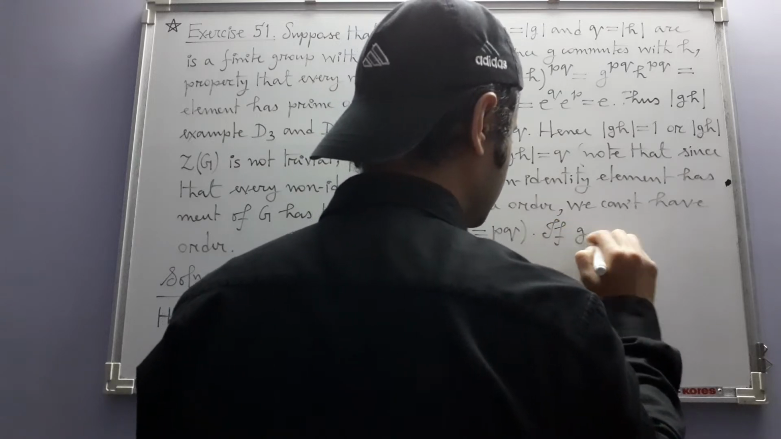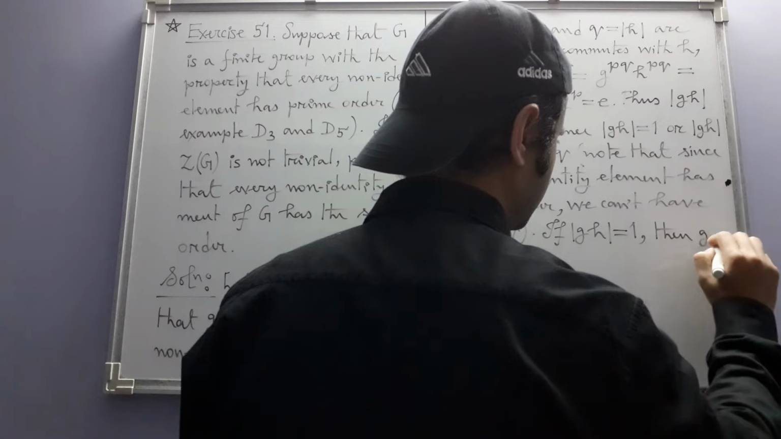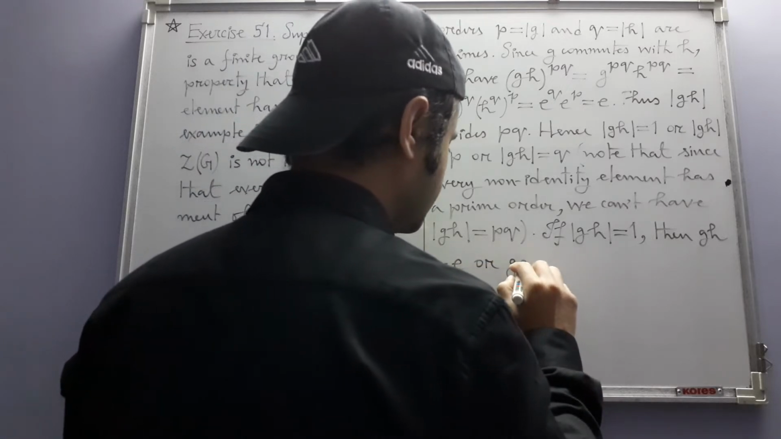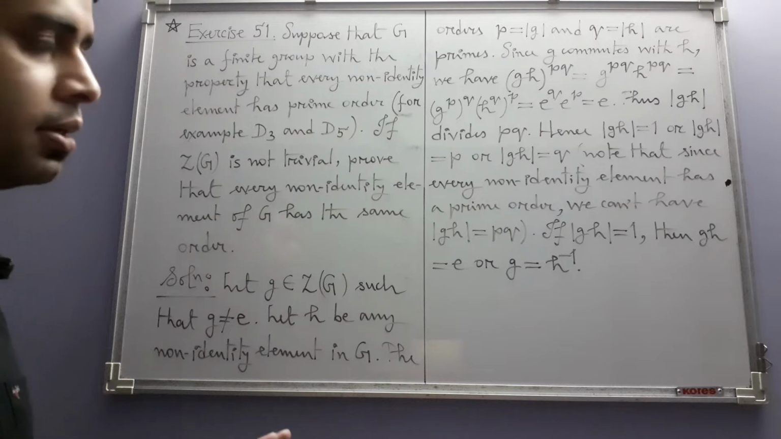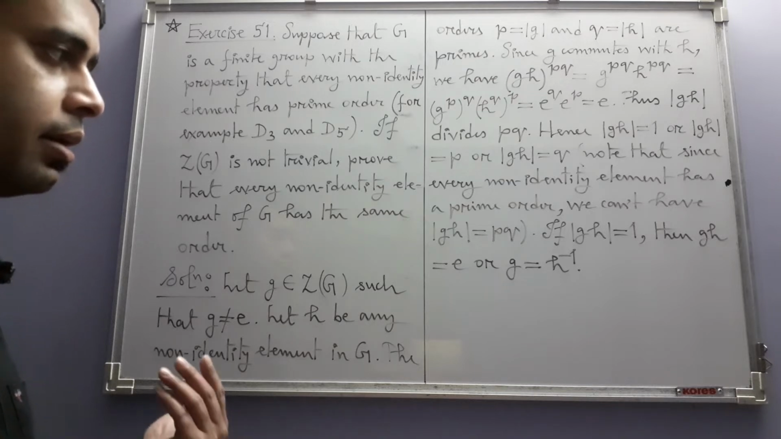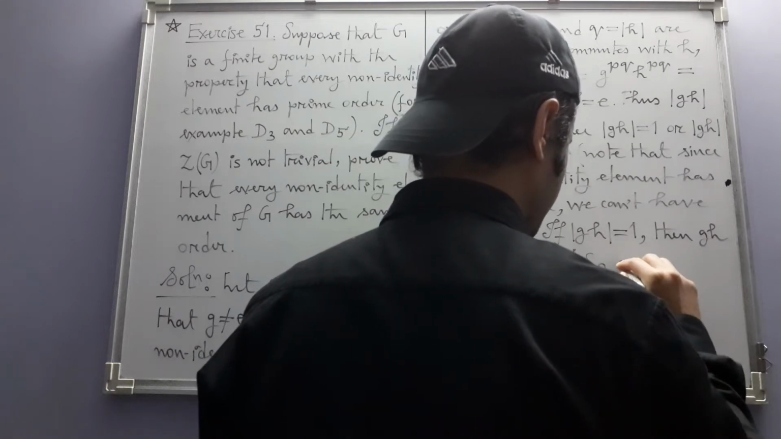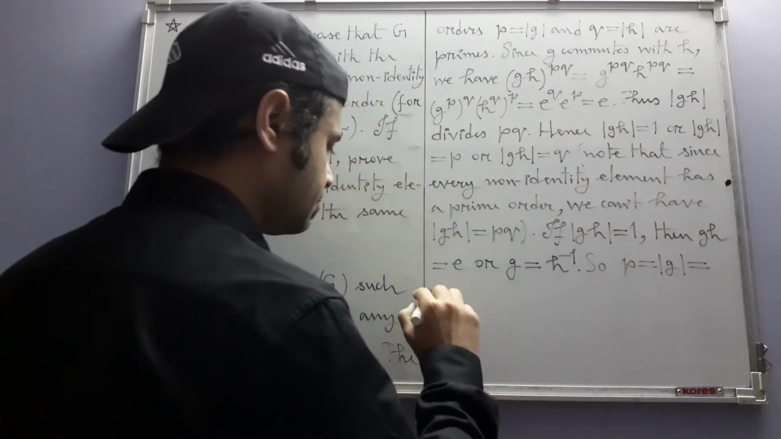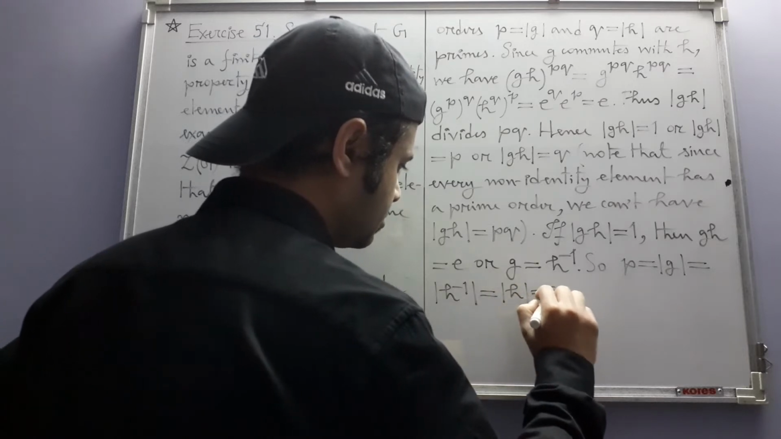If this is equal to 1, then gh is equal to identity, or g is equal to h inverse. Now we know that in a group, any element which is of finite order is such that its inverse also is of finite order and has the same order as the original element. So p, which is the order of g, is equal to the order of h inverse, and the order of h inverse is the same as the order of h, that is q.